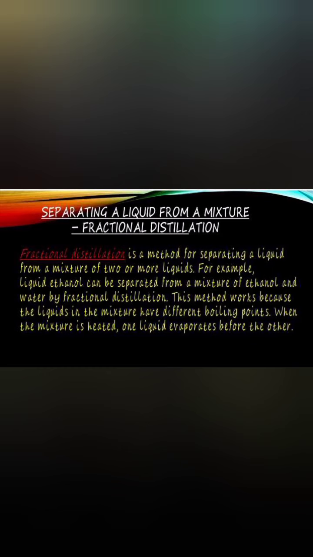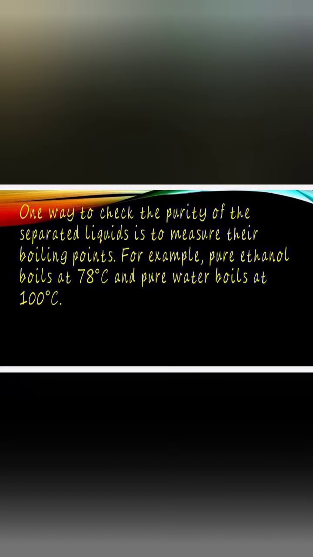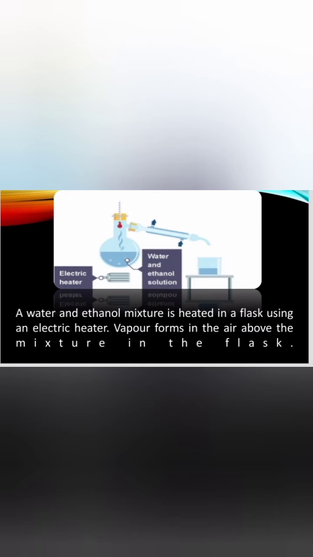So when the mixture is heated, one liquid evaporates. One way to check the purity of the separated liquids is to measure their boiling points. For example, pure ethanol boils at 78 degrees Celsius and pure water boils at 100 degrees Celsius. So in the flask, there is a water and ethanol solution. The water and ethanol mixture is heated in a flask using an electric heater.